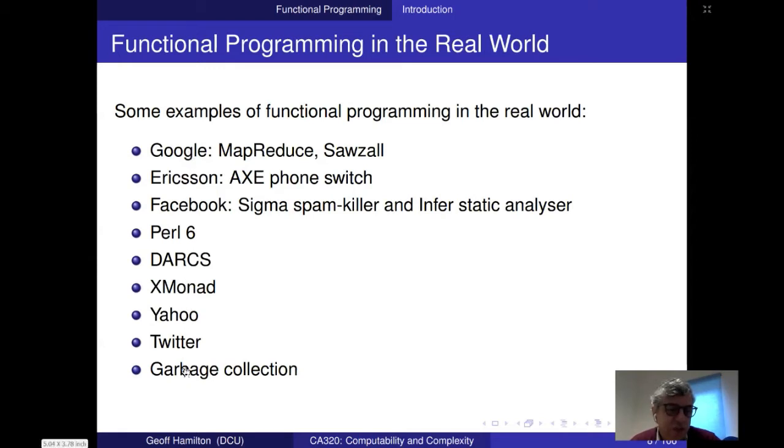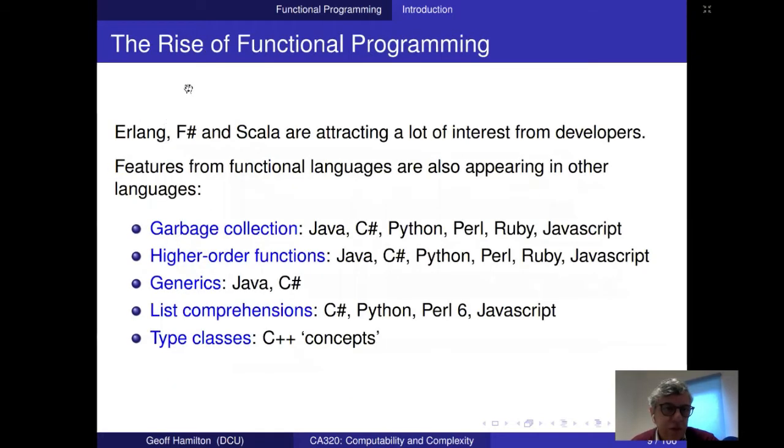Anyway, you can see some examples of functional programming languages in the world. Lots of functional programming languages are available nowadays. Google, Ericsson, Facebook, and so on, they are using their own languages. For example, one of the interesting things that Facebook has done with programming languages has been spam killing inside Facebook. You can look at that and see how they have done this and what the algorithm has been.